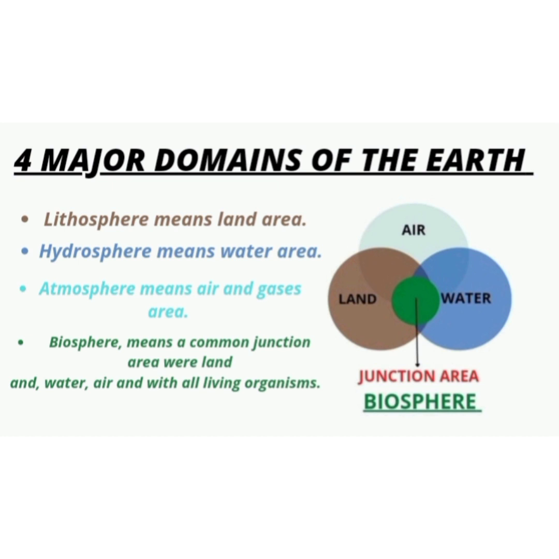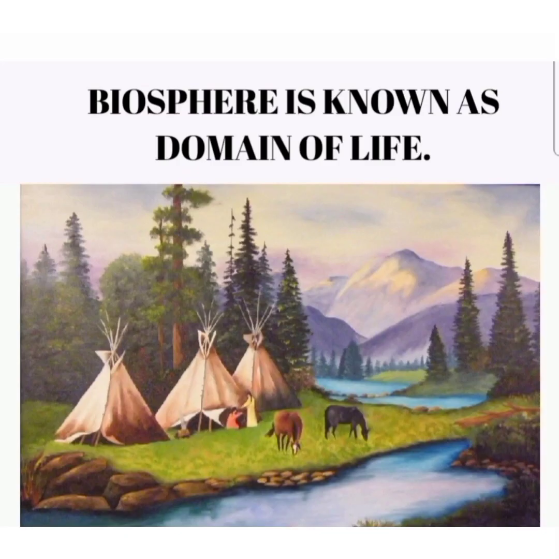First domain is lithosphere, means land area. Second domain is hydrosphere, means water area. Third domain is atmosphere, means air and gases area. And fourth domain is biosphere, means a common junction area where land, water and air with all living organisms are found, and hence biosphere is known as domain of life.